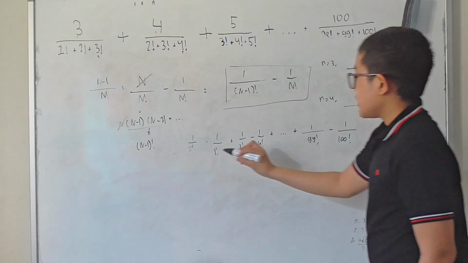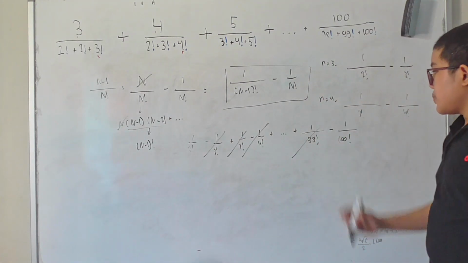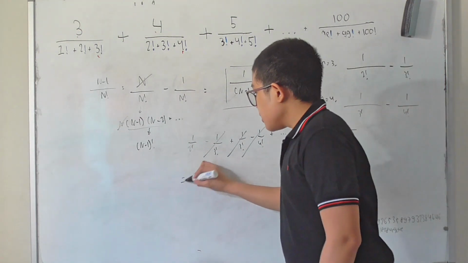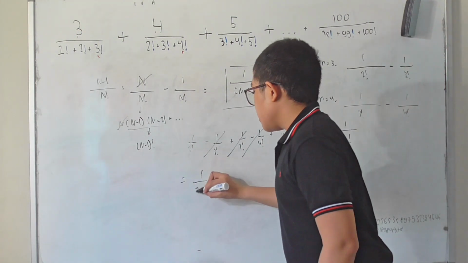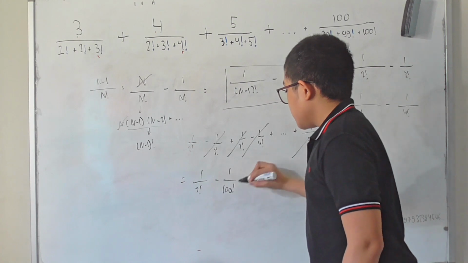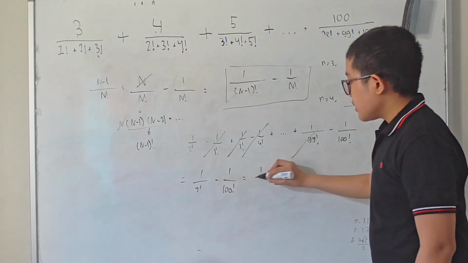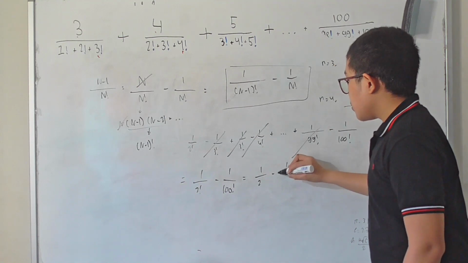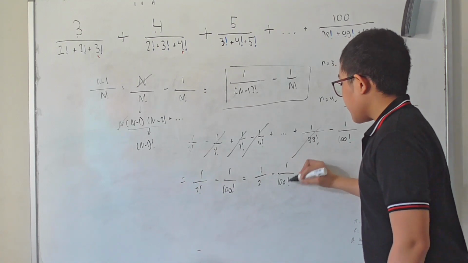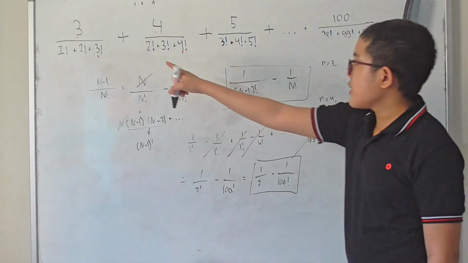And look, this cancels out with this, and this cancels out with all of this until this expression. And lo and behold, we get 1 over 2 factorial minus 1 over 100 factorial. And we can rewrite this, because 2 factorial is basically 2, into becoming half minus 1 over 100 factorial. And there you go. That's going to be the answer to this question.